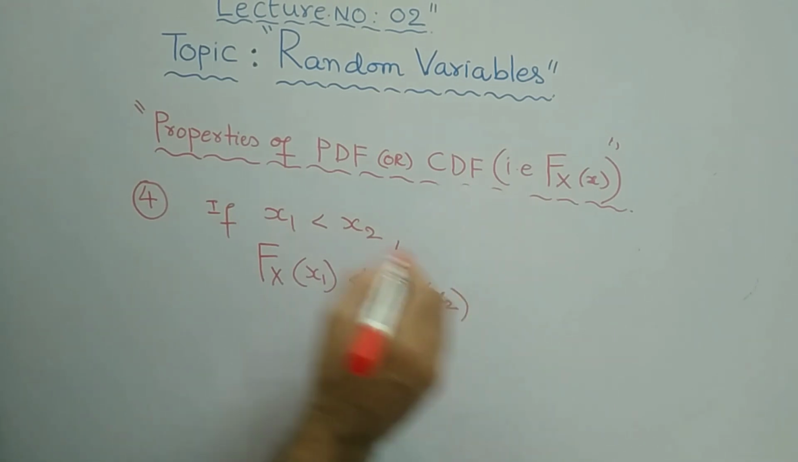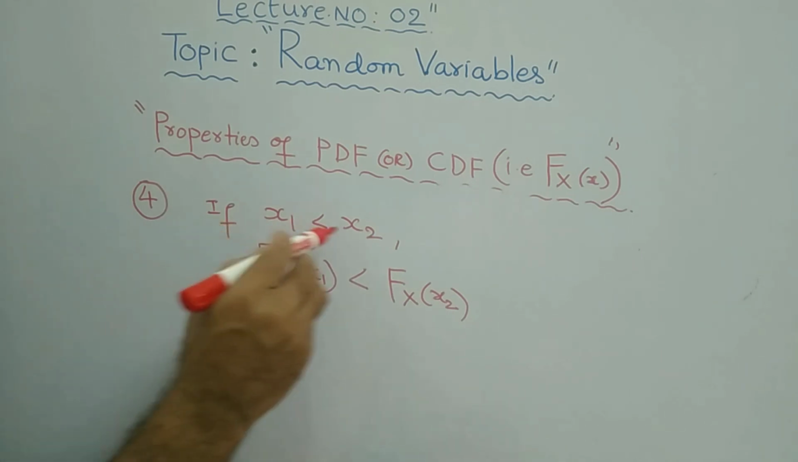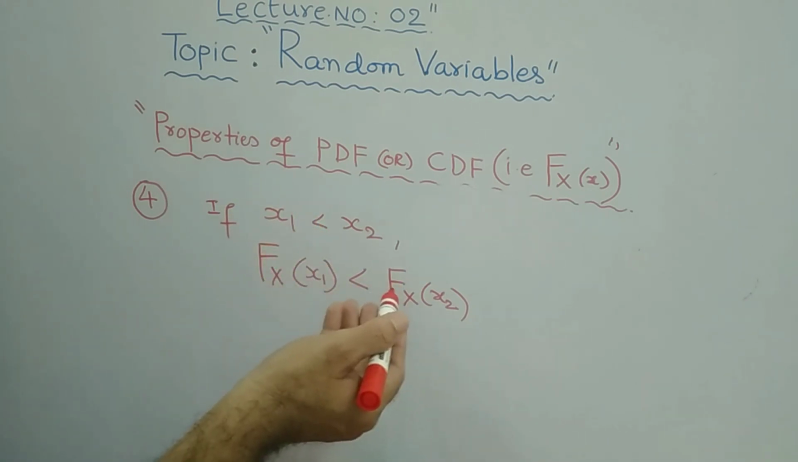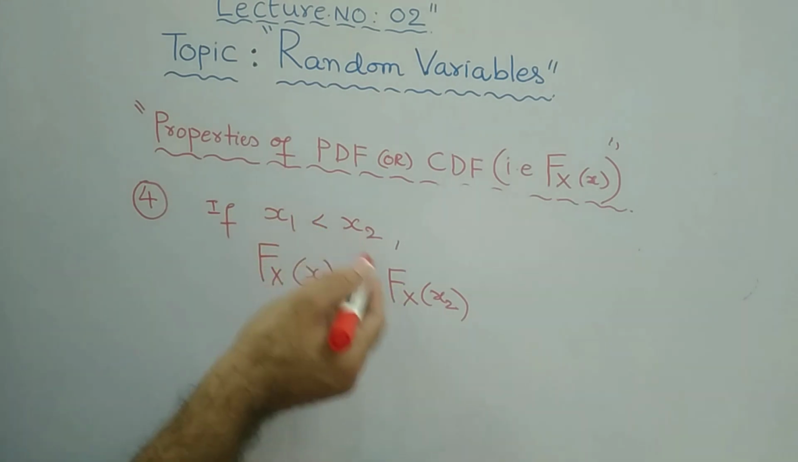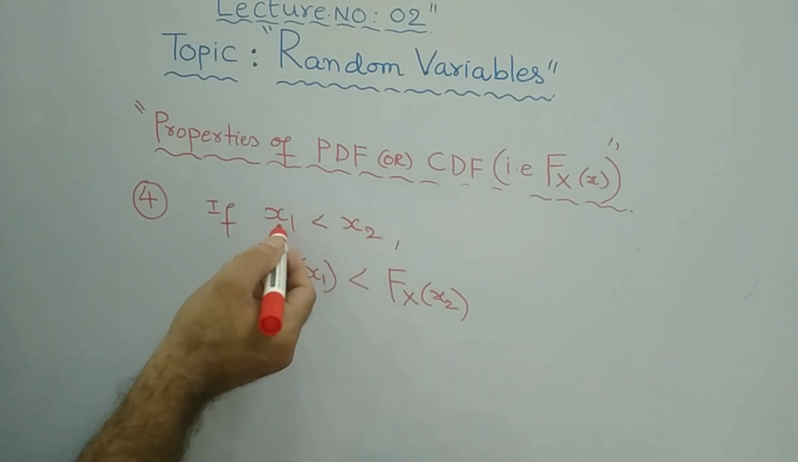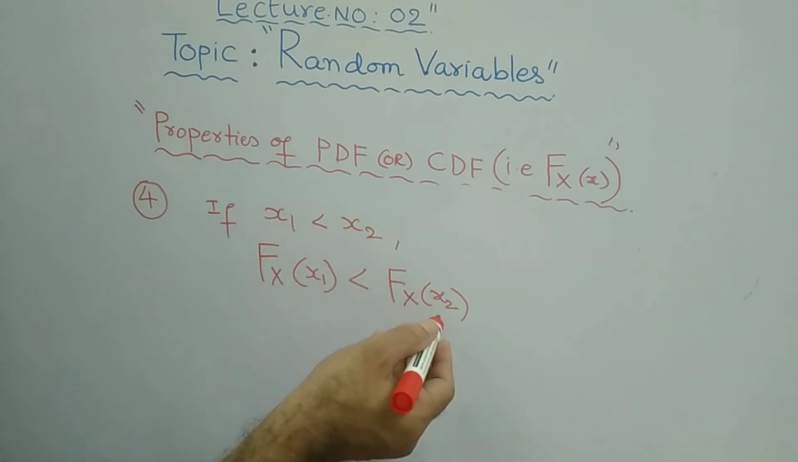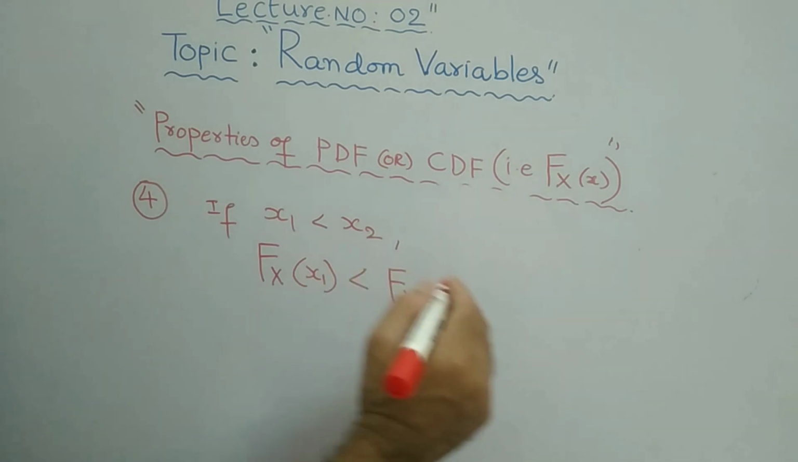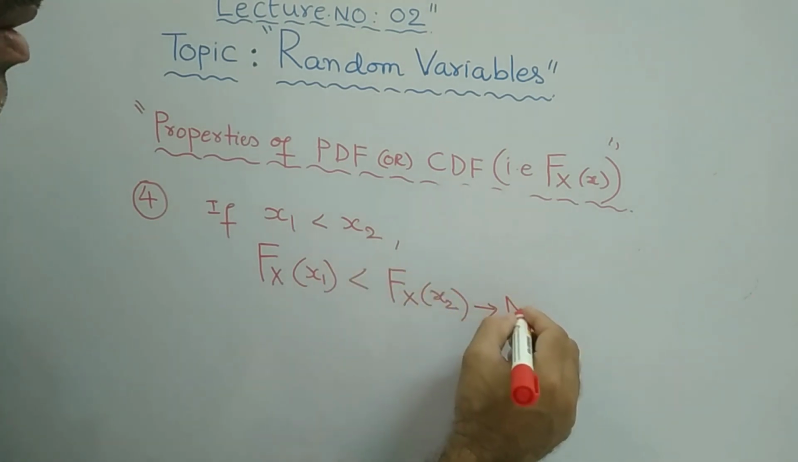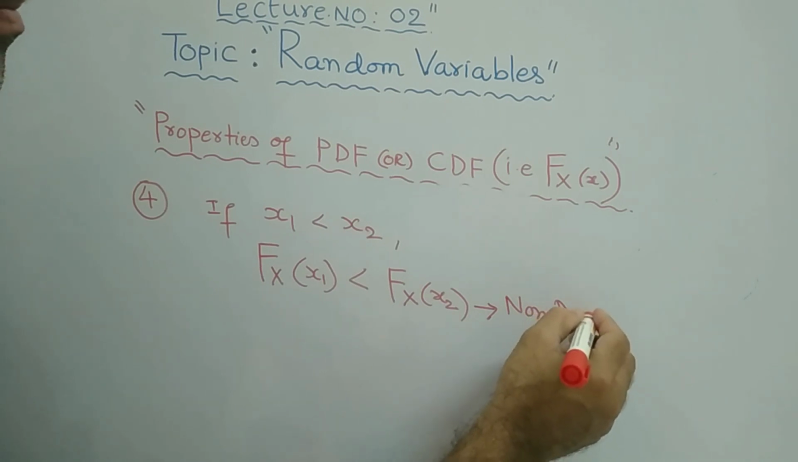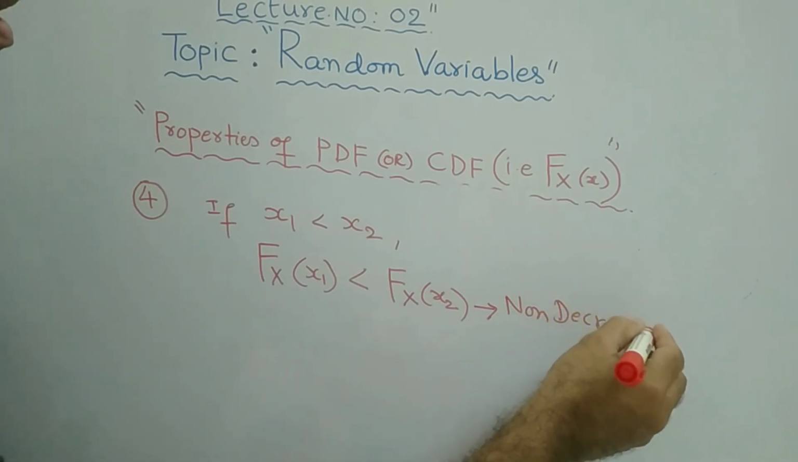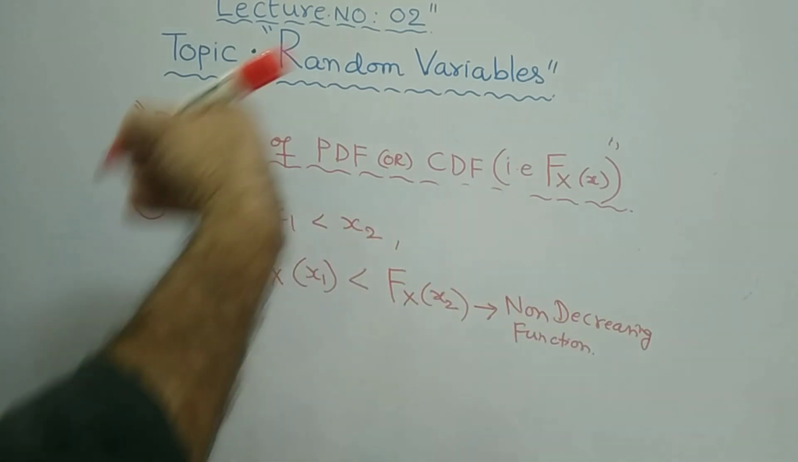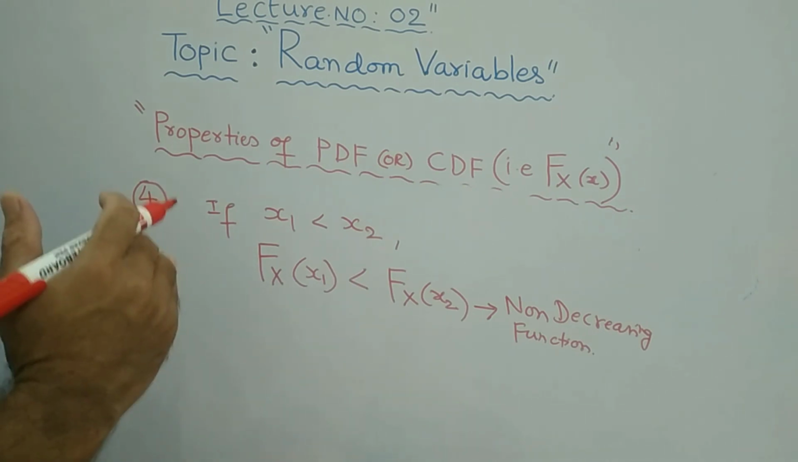Very simple actually. If the possible values are in this way, meaning x1 is less than x2, correspondingly the same will be valid for the distribution also. F_X of x1 is less than F_X of x2. As x1 is less than x2, correspondingly F_X of x1 is less than F_X of x2. It indicates that the distribution function is a non-decreasing function. Clear? Non-decreasing function means it is an increasing function.